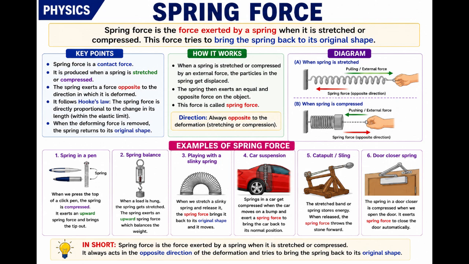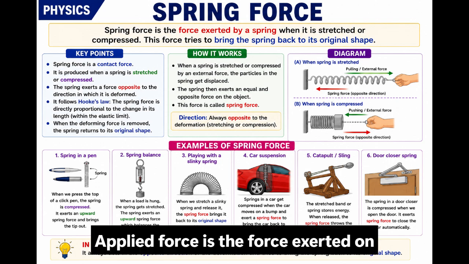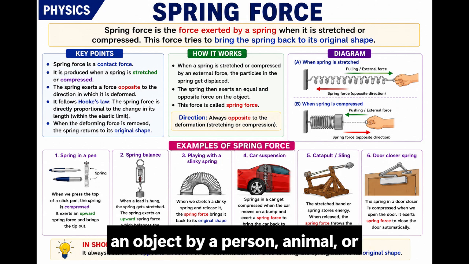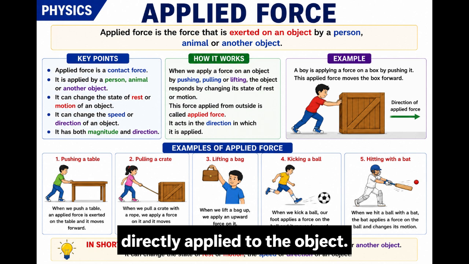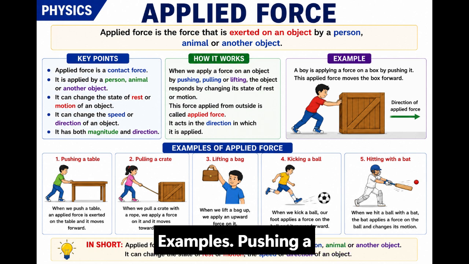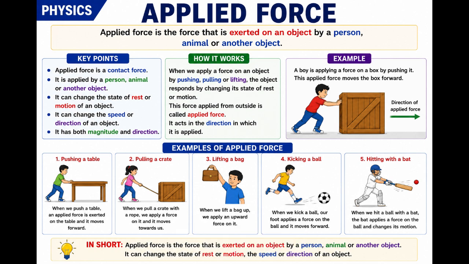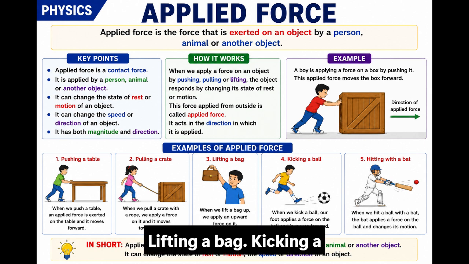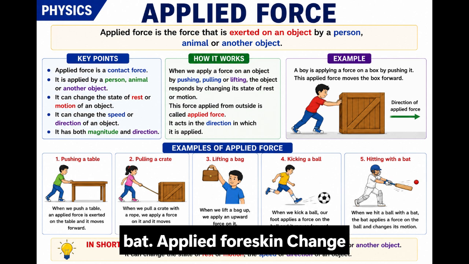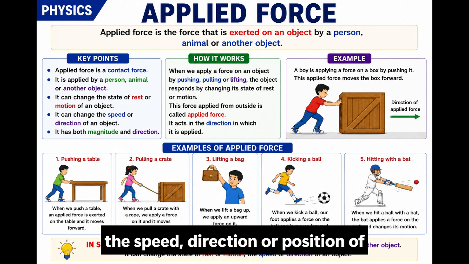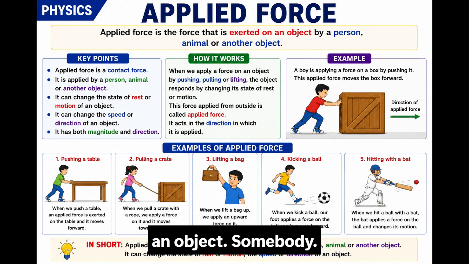Applied force. Applied force is the force exerted on an object by a person, animal, or another object. This force is directly applied to the object. Examples: pushing a table, pulling a box, lifting a bag, kicking a football, hitting a cricket ball with a bat. Applied force can change the speed, direction, or position of an object.